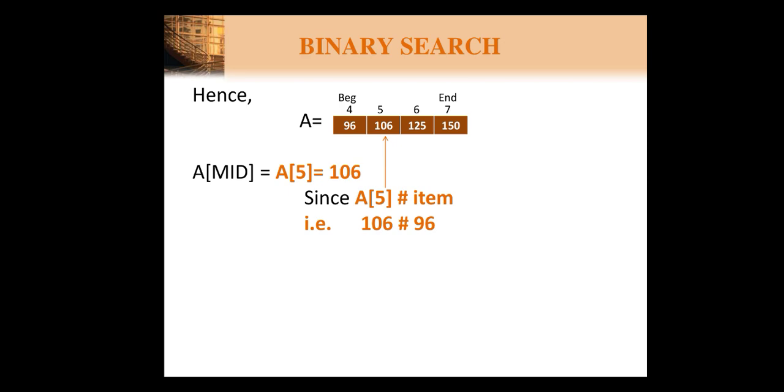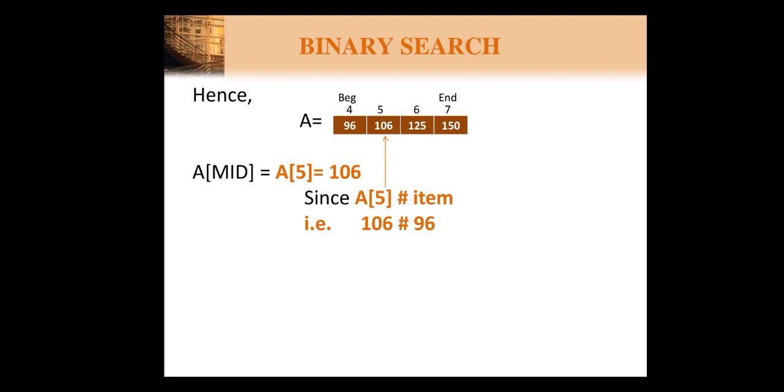Right? 106 is not equal to 96. That means 96 is not present at the middle position. So again we have to carry out the next step. We have to check whether our atom is smaller than the mid or greater than the mid.